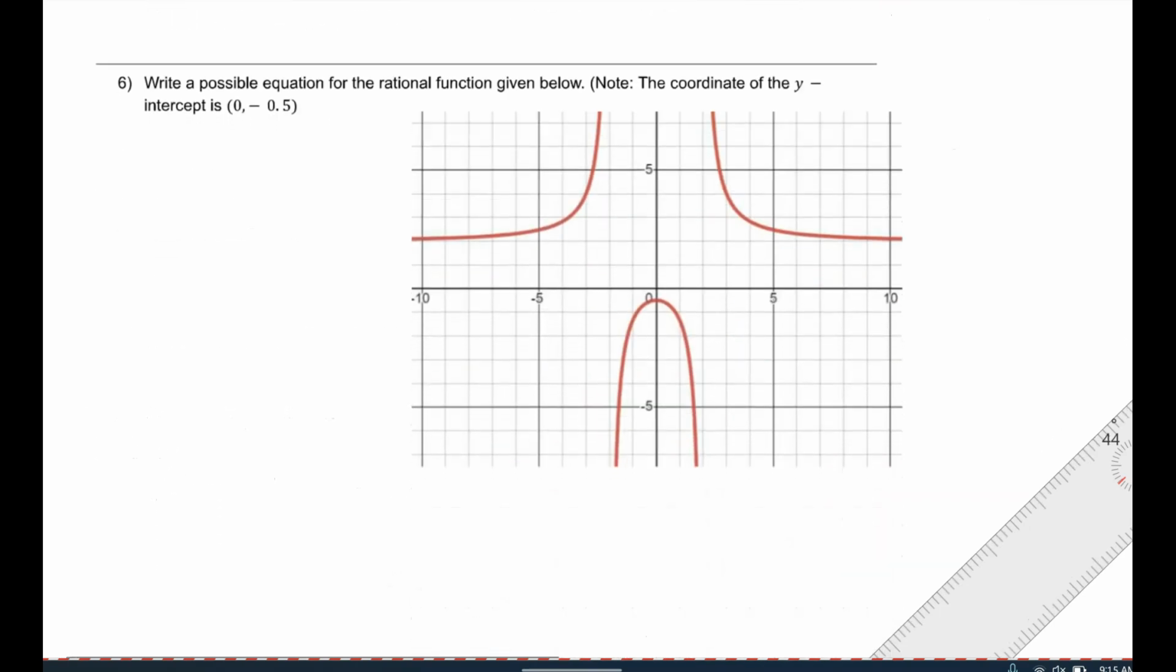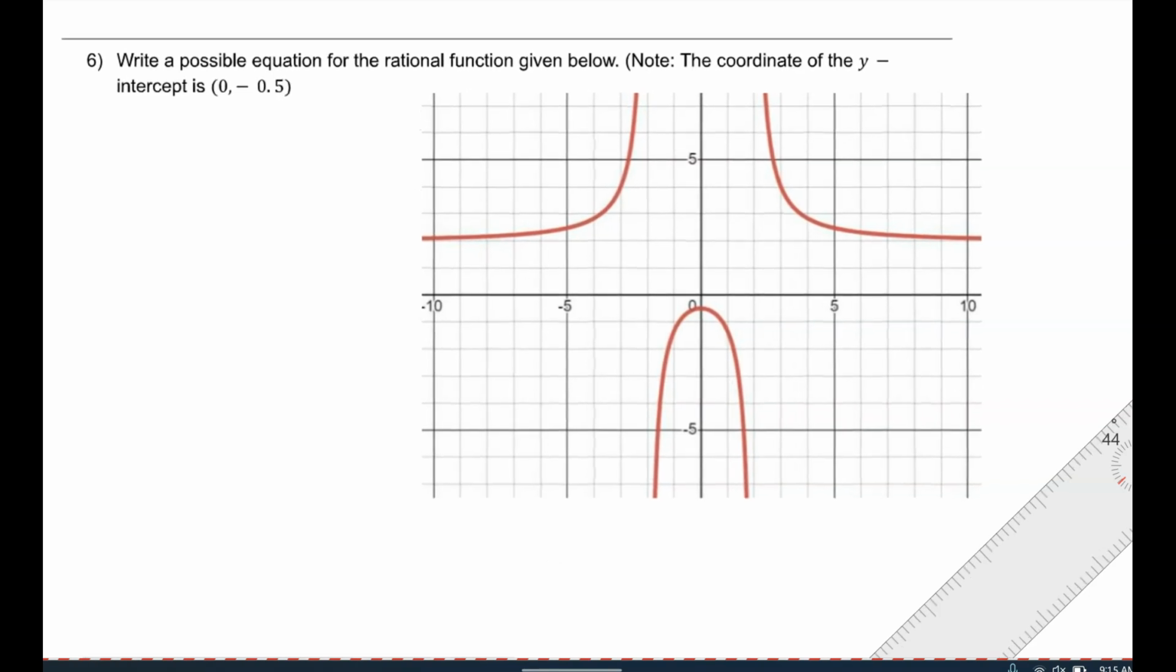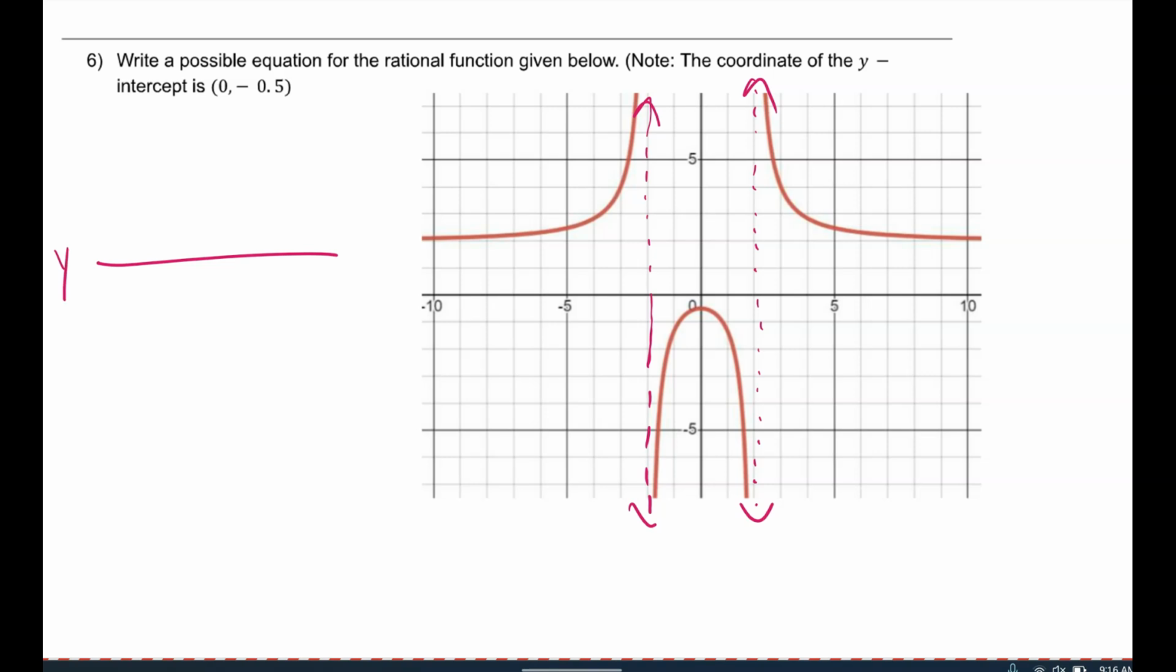You might also have to write the equation from a graph. And I'd start by analyzing wherever your vertical and horizontal asymptotes are. So in this case, it looks like there's a vertical asymptote here. I'm going to label that in. And another vertical asymptote here. That's going to inform what factors are in my denominator, right? Because when my denominator is equal to 0, that would cause a vertical asymptote.